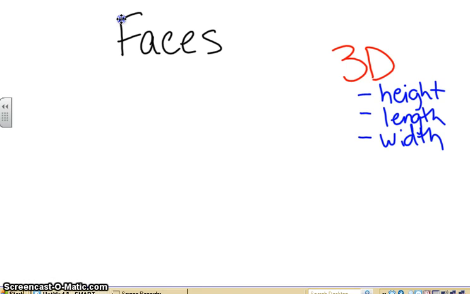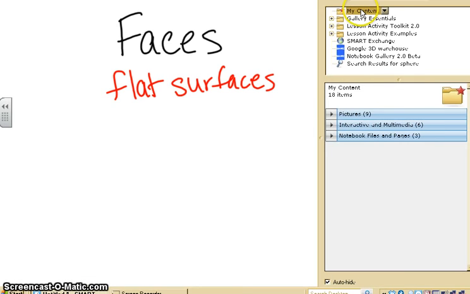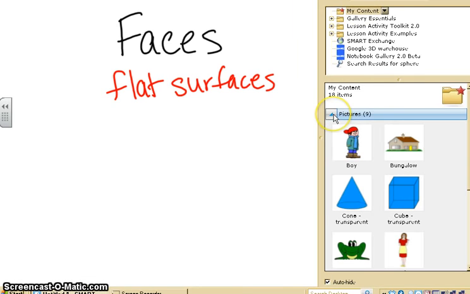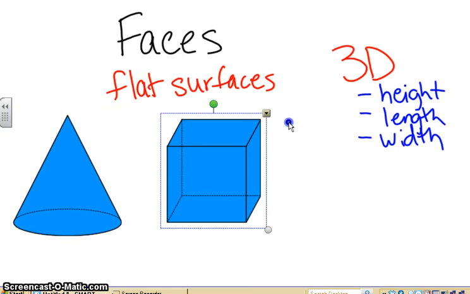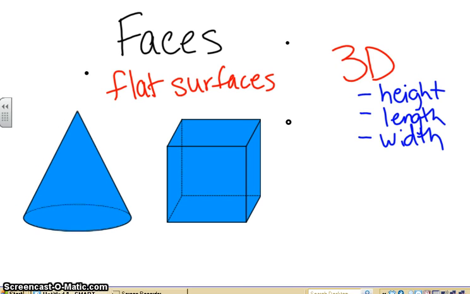So when we're working with faces, faces are the flat surfaces of a three-dimensional shape. So with faces, they're the flat surfaces. Okay, so let's look at a three-dimensional shape so we can see the different parts. So we'll take a cone and we'll take a cube. Now we're talking about the faces of these three-dimensional shapes. So looking at those different faces, we have this cone right here.